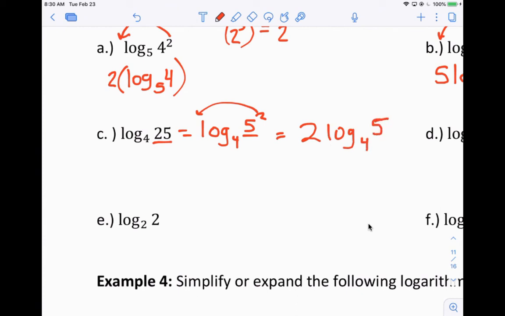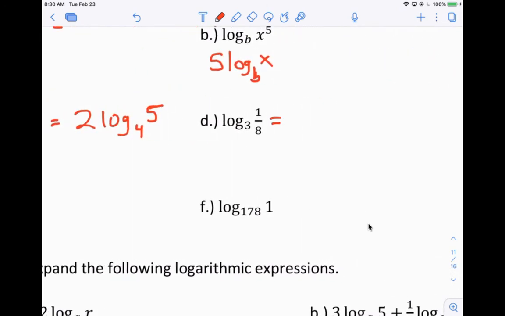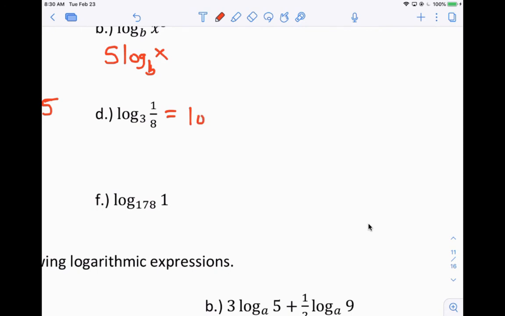How did I see that? Because I wanted the 2 to come out. I saw 25, and so I decided to write it as 5 squared so that I could take that 2 out and make a smaller log. Same thing here. I'm seeing 1/8. There's several ways I could go with this one. I could call this log 3 of 1/2 to the 3rd, in which case I could take it out as 3 log 3 of 1/2.